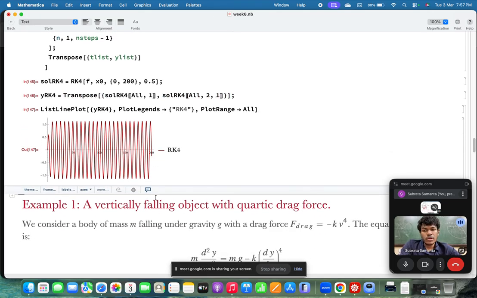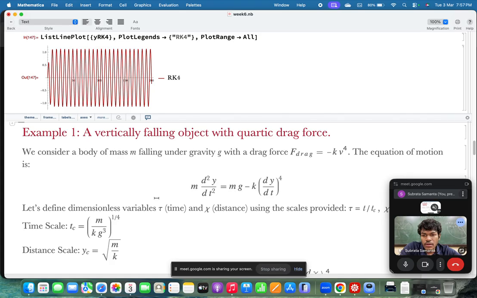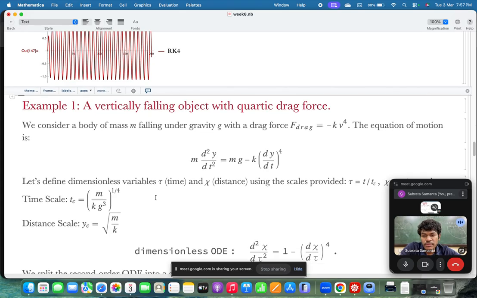But you can also calculate the error within RK2 and RK4. You see that the RK4 is better than RK2. These things are discussed in detail in the previous classes. Now I will solve a few examples, so now I use only RK4 to solve some problems.